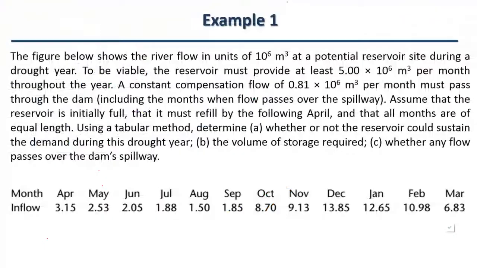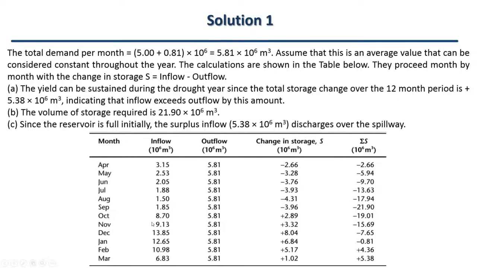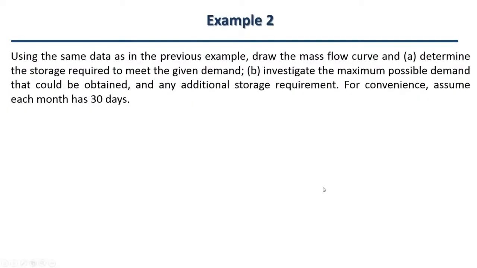No question? Okay, let's move to example 2. Whatever is written here, we already explained. Example 2: using the same data in the previous example, draw the mass curve and determine the storage required to meet the given demand. Investigate the maximum possible demand that could be obtained, any additional storage requirement, and for convenience, assume 30 days. So we need to determine the storage requirements to meet the given demand.